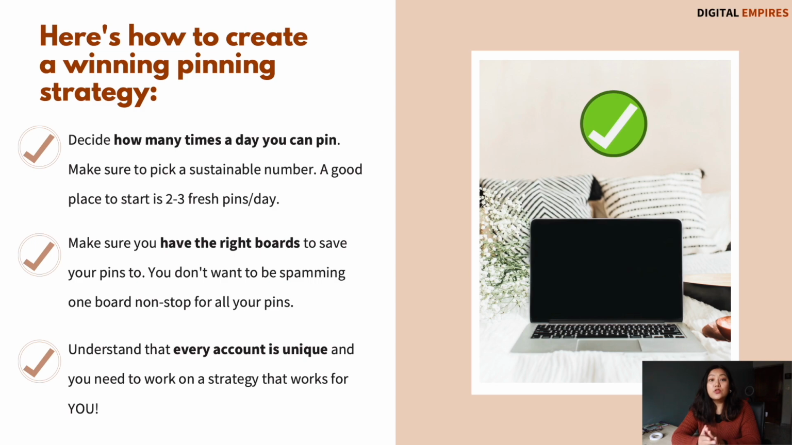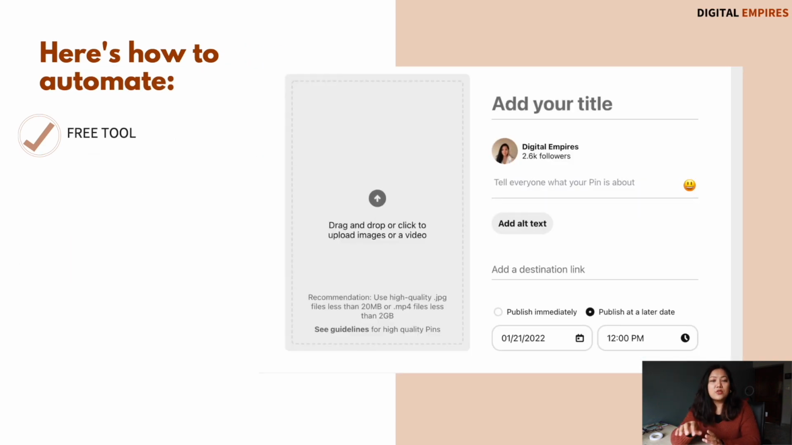So I'm going to share with you 2 ways in which you can automate and save time on Pinterest. You can use either the free Pinterest scheduler that comes within Pinterest when you're creating pins. And as you can see in the screenshot, all you need to do is upload your graphic or your video and add your title, your description, and your destination link, which is going to be the URL that you want people to click out to.